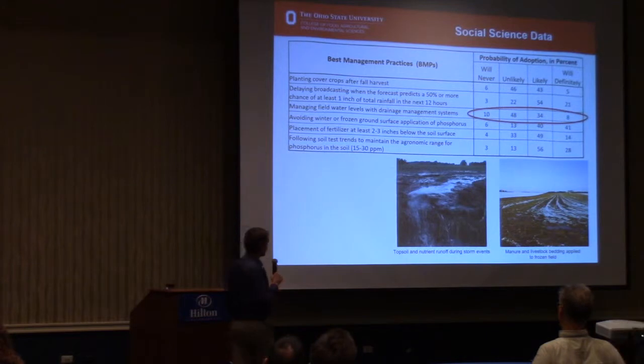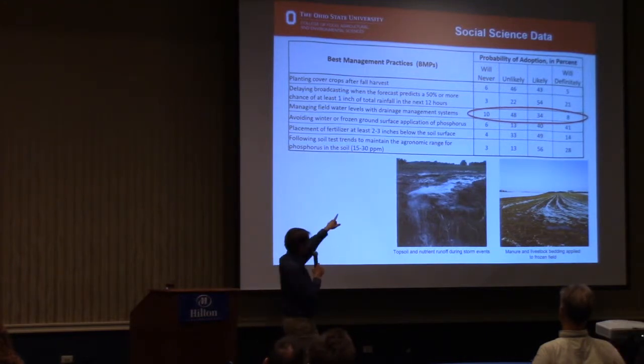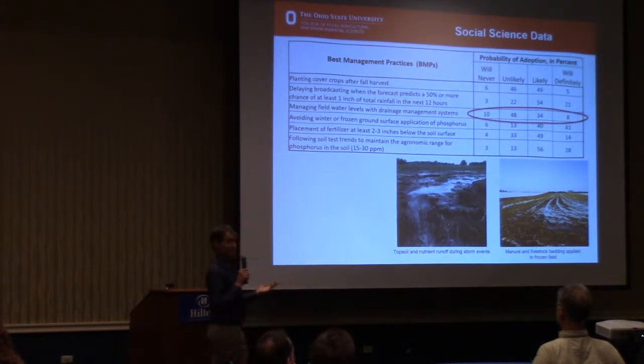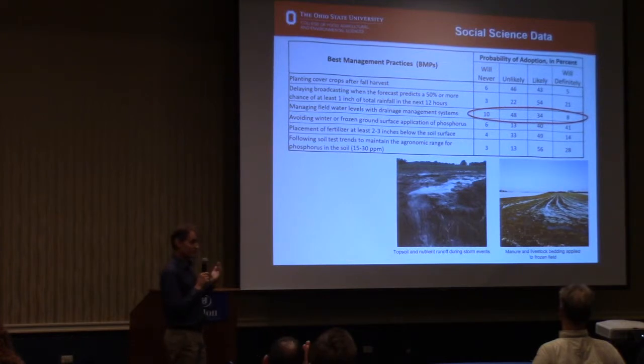But when we look at the probability of adoption of this practice, we see that 48% of the farmers are unlikely to adopt it, and 10% say they're never going to adopt it. So that's kind of discouraging. This is one of the best practices that we've found, and half the farmers are not going to use it.